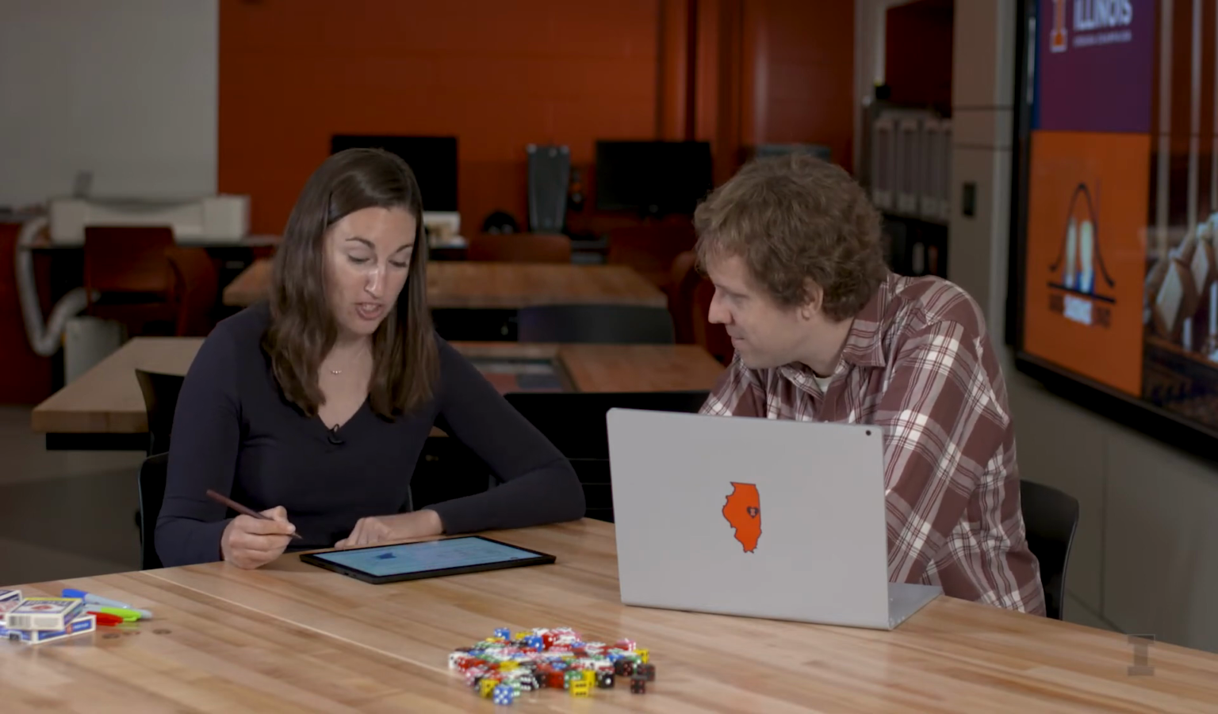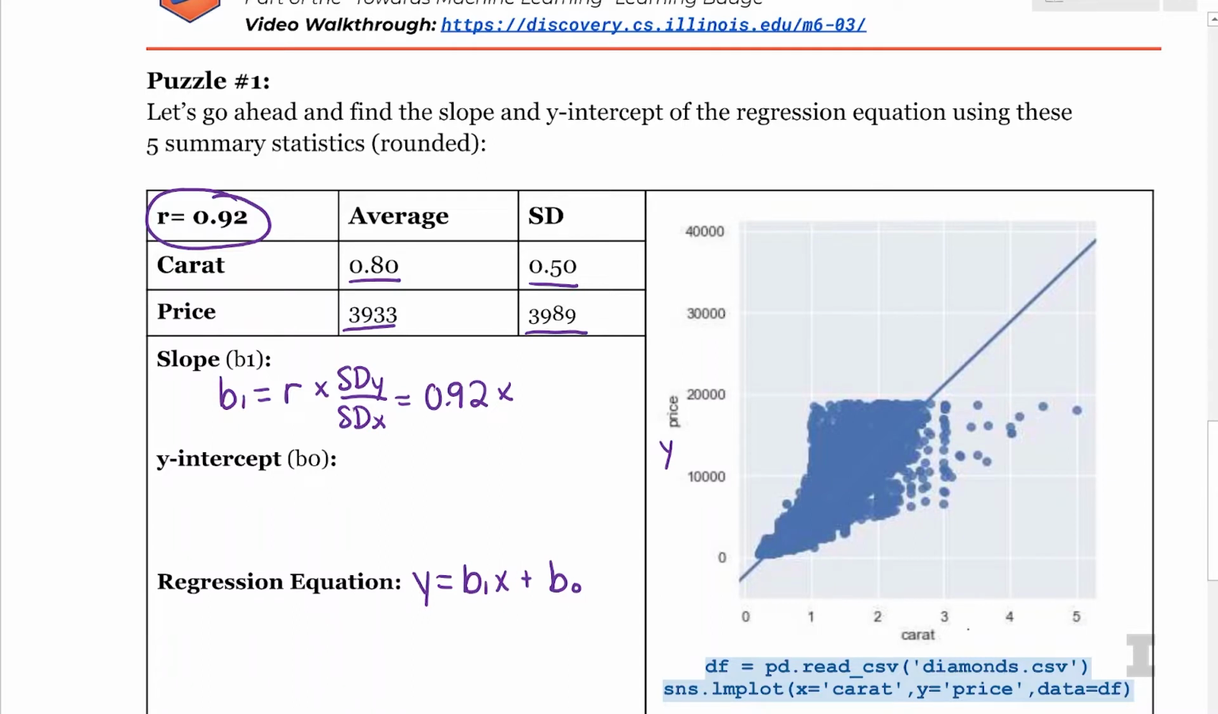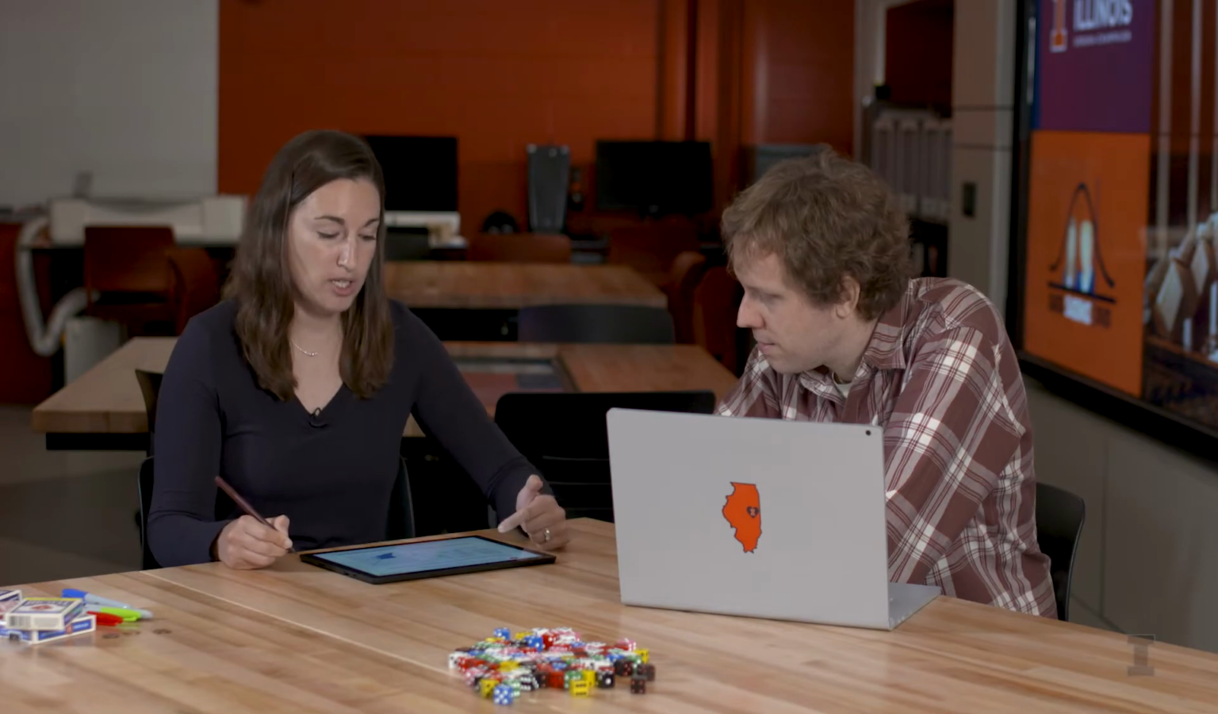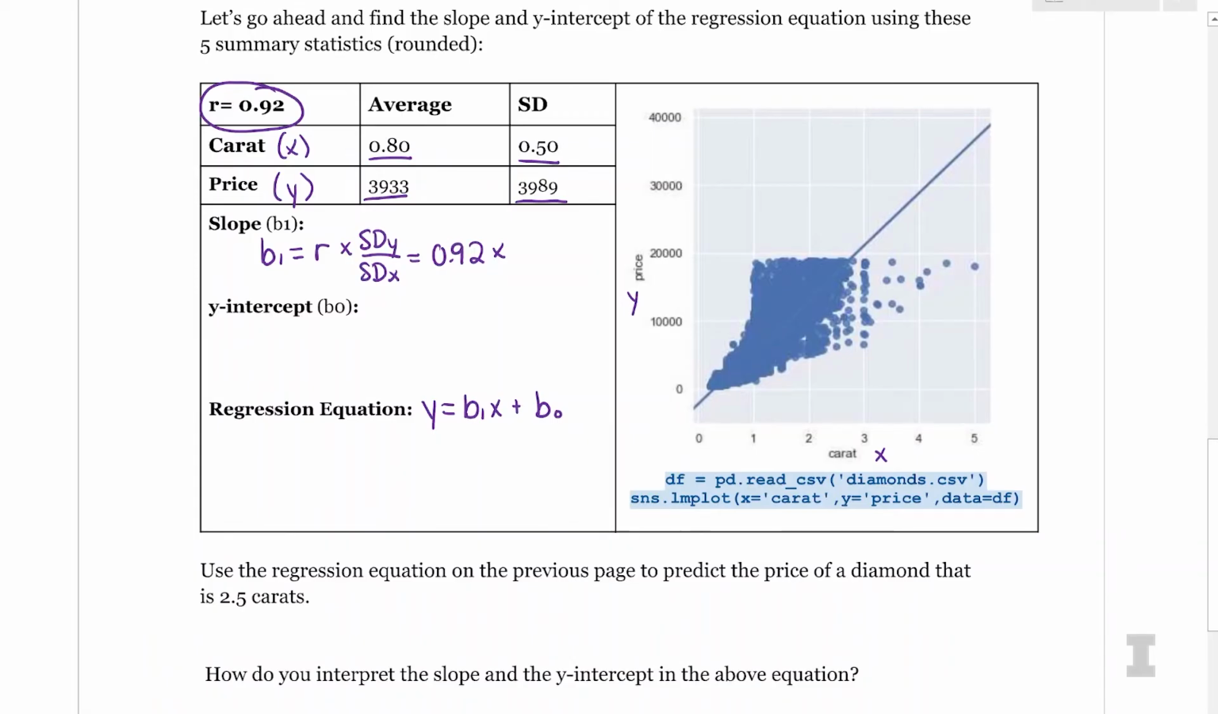So Wade, how do we know? Is the first one always x and the second one always y? I would look at the graph. That's probably a much better way to do it. It looks like I have price on my y-axis and carat on my x-axis. So the first one isn't always going to be x. In this case it happens to be, but the graph is a good way to tell you exactly what you're predicting. Or if you look at the questions, y is always what you're predicting. So I'm even going to write that down: y is always what you're predicting, and x is what you're using to make that prediction.